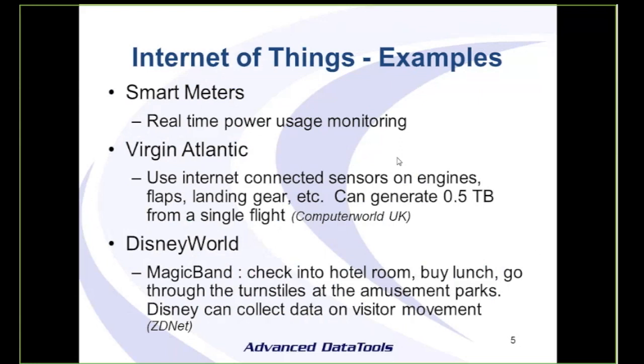Virgin Atlantic, with their new planes, they're collecting data from sensors all around the plane, and a single flight can end up with half a terabyte of data. And Disney World, if you've ever been there, has a Magic Band, which is just a little wristband that allows you to get into your hotel, buy lunch, do all sorts of things, and Disney can then collect data on the movement of people around their park.